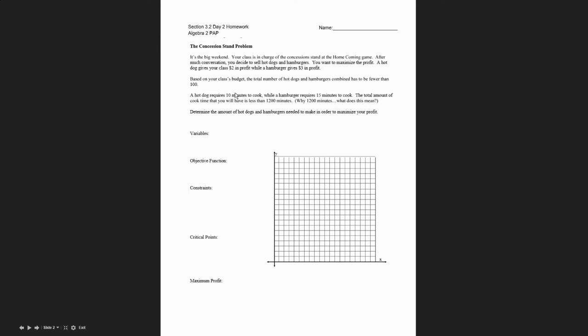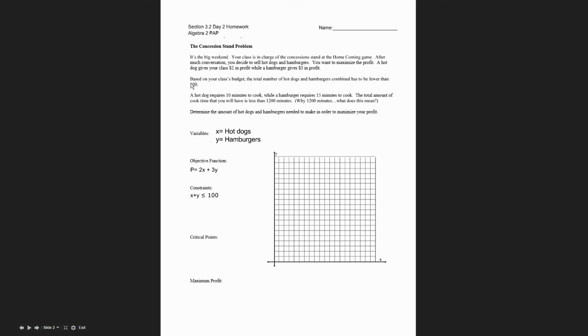So your variables, the amount of hot dogs and the amount of hamburgers, will be represented with X and Y. So X for hot dogs, Y for hamburgers. Your objective is to maximize your profit, and the equation to see what your profit is would be how much you make for each hot dog and how much you make for each hamburger. So $2 for each hot dog and $3 for each hamburger. So your profit equation would be profit P equals 2x plus 3y, which is $2 for each hot dog and $3 for each hamburger.